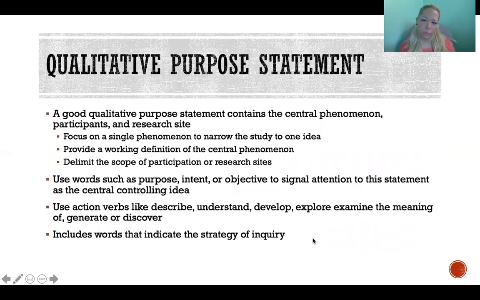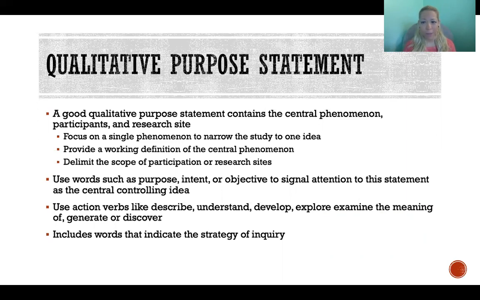So in a qualitative purpose statement, it's going to contain the central phenomenon. So whatever is happening that you intend to study, the participants that you intend to work with, and the research site that you intend to work with, where you're going to recruit your participants, or maybe it's a work site and you're going to recruit participants who work at that work site, or whatever it might be. So you're going to focus on a single phenomenon and narrow down your study to one idea. You're going to give us a working definition of that phenomenon.